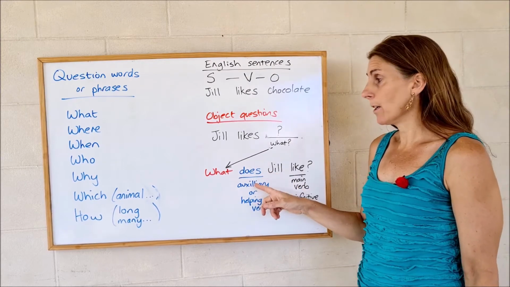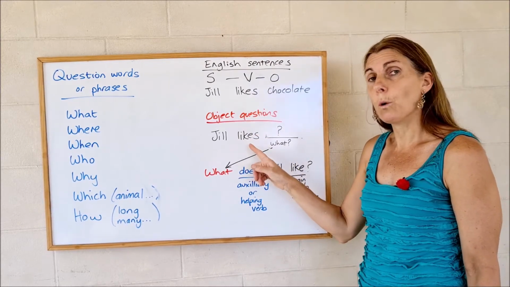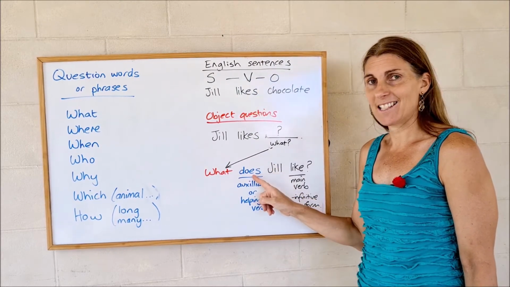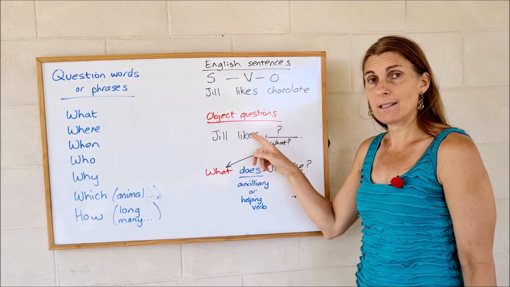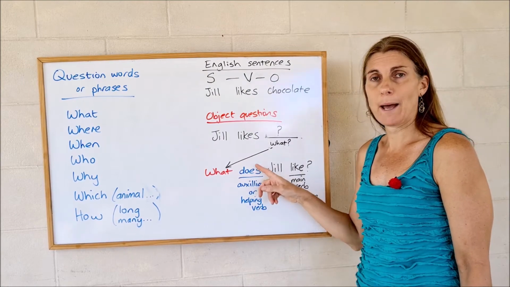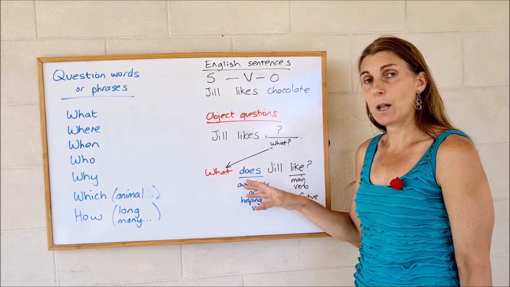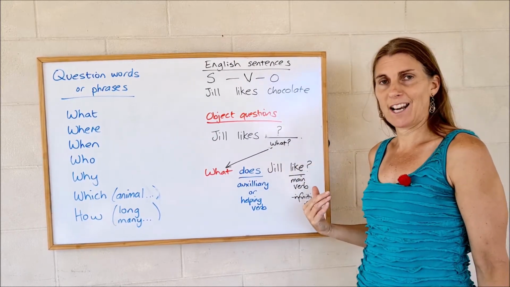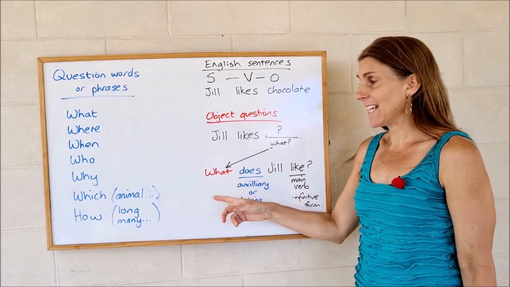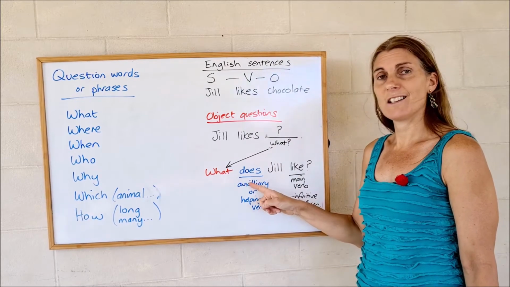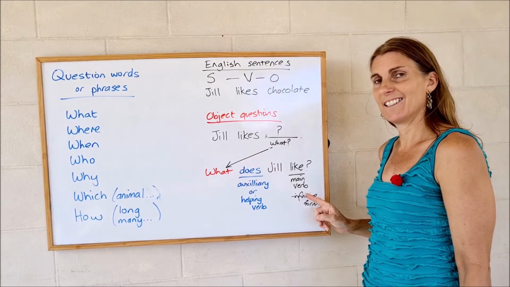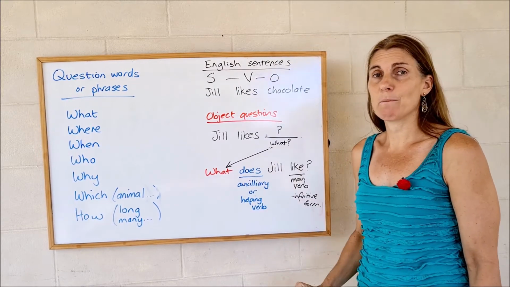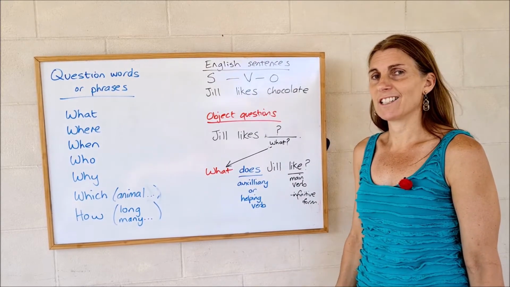Our auxiliary verb takes on the verb form. So here there's an S, so does has an S. If this was in the past, the helping verb would be in the past. So the auxiliary and helping verb does all the work in the sentence, and the main verb gets to relax. So our question is, what does Jill like? Our object question. Okay, let's look at a couple more examples of object questions in English.